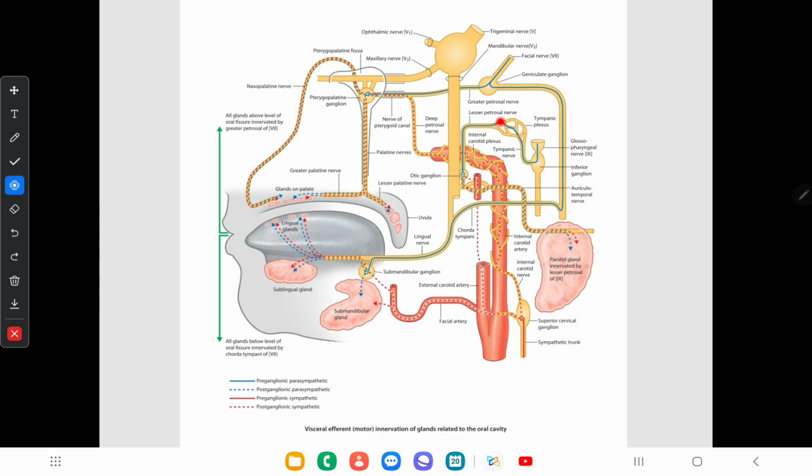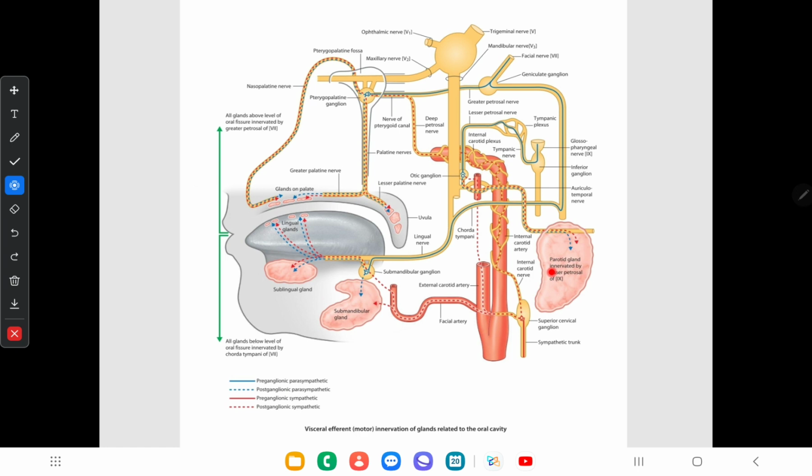So the postganglionic secretomotor fibers join the auriculotemporal nerve, which carries them into the parotid gland. You can see the auriculotemporal nerve here. This is the parotid gland. You can see two sensory roots here, and those two roots are encircling this middle meningeal artery, and this is the auriculotemporal nerve which goes towards the parotid gland to supply secretomotor fibers.